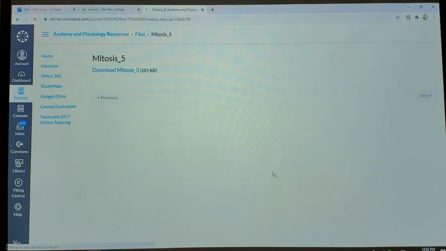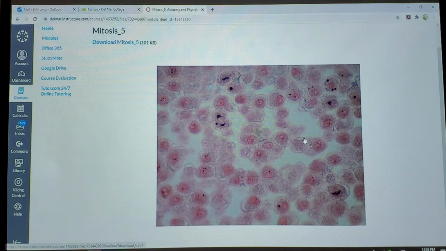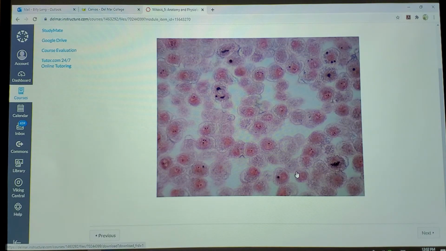Let's see if I have another one. Yes. So here I can see lots of interphase going on. Here's a metaphase. Chromosomes are lining up. This is an excellent metaphase. The chromosomes are nice and tightly lined up. And again, this is telophase because I can see the cell membrane, especially on this side, starting to pinch in. I see two sets of chromosomes.